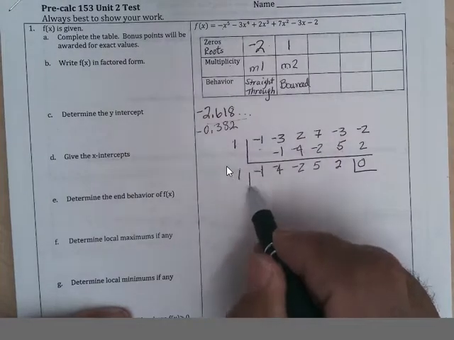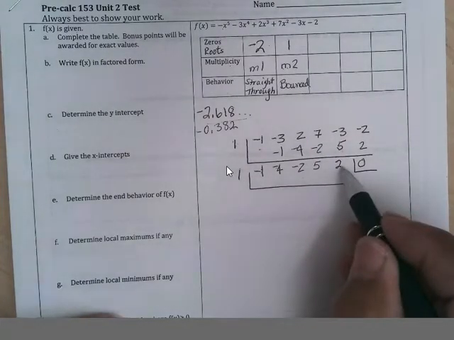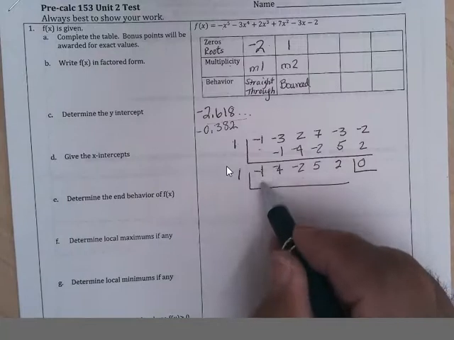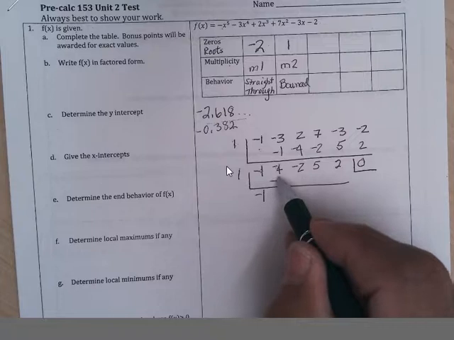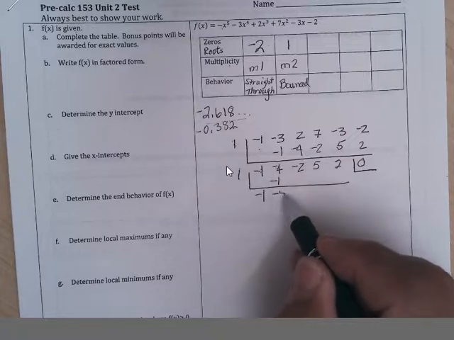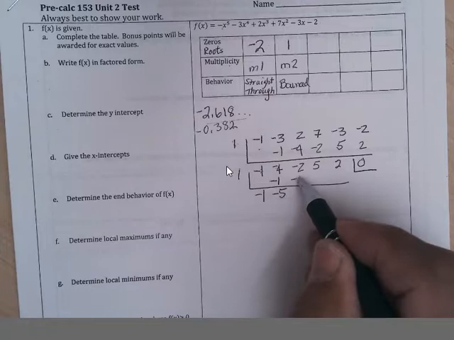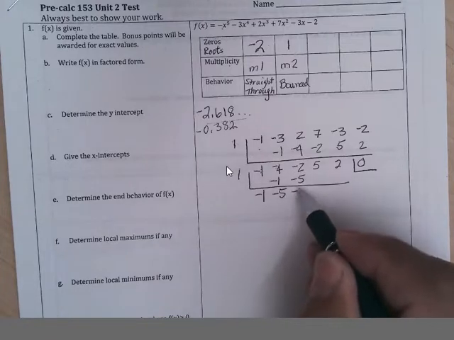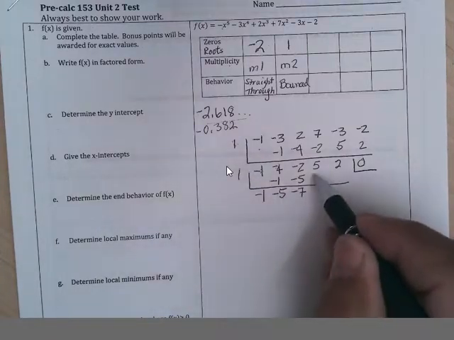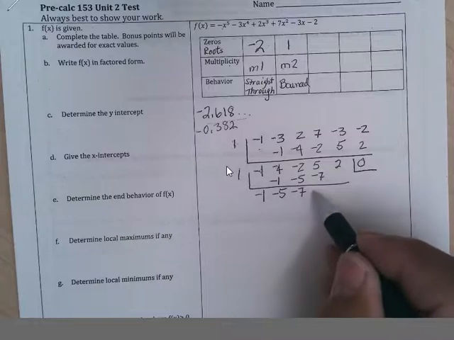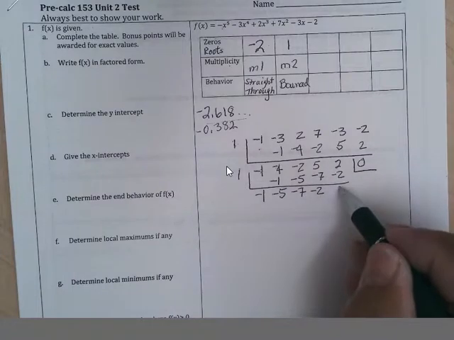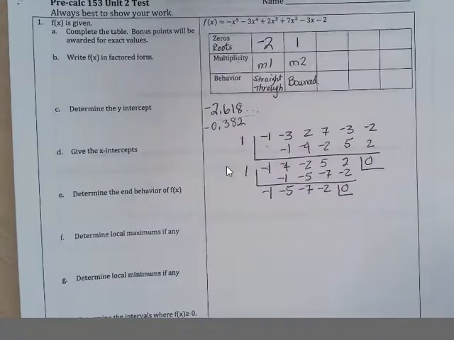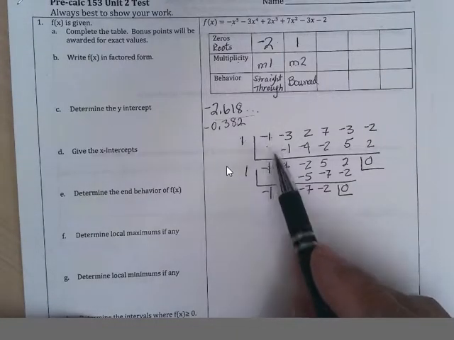So I'm going to try to put it into what's left, factor this. So add down, -1 plus nothing is -1. Multiply, add, multiply, add, multiply, add, multiply, add. We came up with 0 again. So it for sure is a double root. And I went from degree 5 to degree 4.